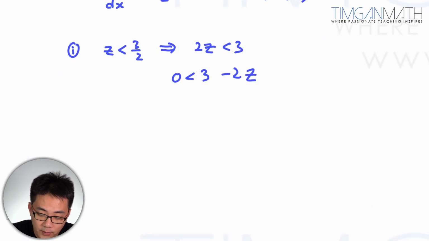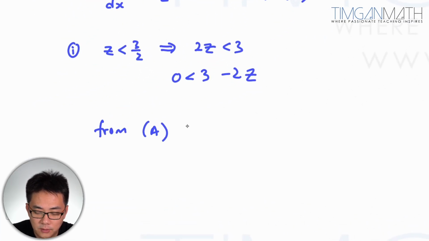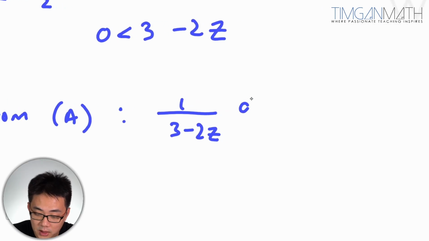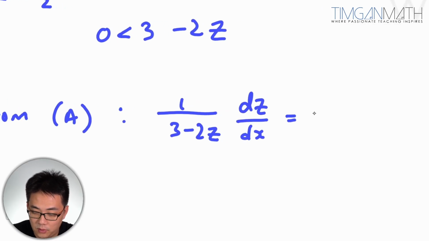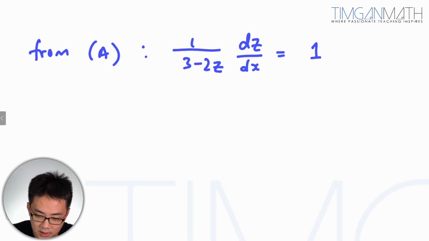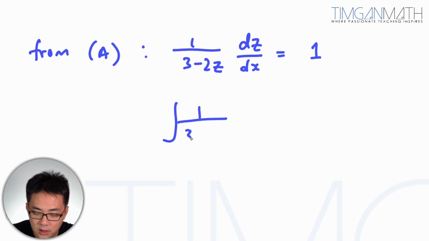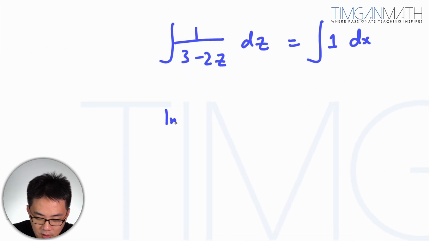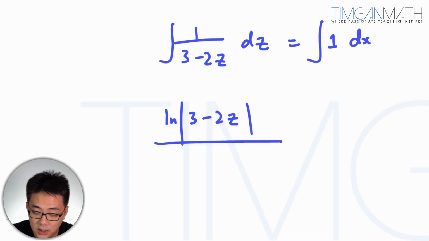From A, you can tell that if you rearrange it, this is a separable form, so you separate it out, and this will be 1/(3 minus 2z) dz/dx equals 1. Then put the dx on the other side, and what we get is the integral of 1/(3 minus 2z) dz equals the integral of 1 dx. So once done, ln(3 minus 2z), and we don't forget to divide by the coefficient of z, which is negative 2, equals x plus c.